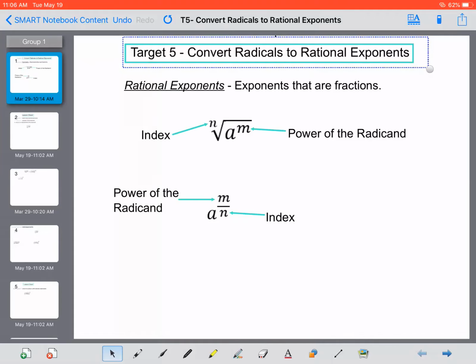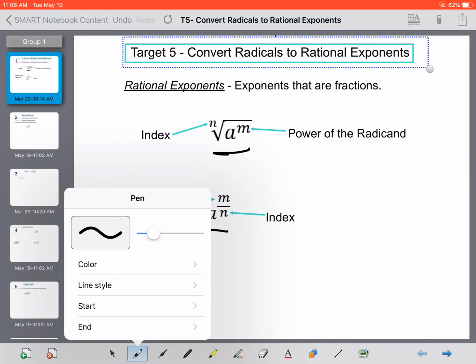Target 5 is converting radicals to rational exponents. Radicals and rational exponents are related to each other, and you can convert them back and forth. We're going to be converting from a radical expression, which is what we have right here, to a power expression that has a rational exponent.